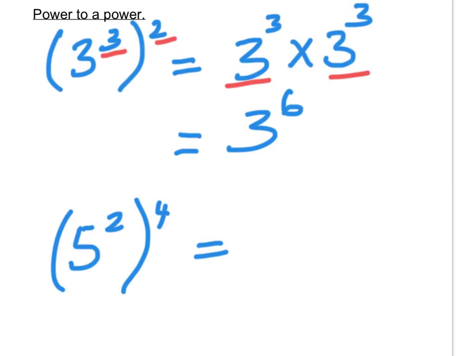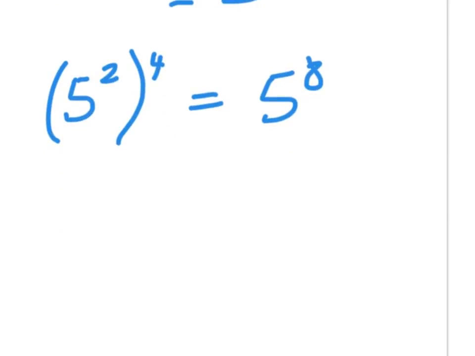You're going to have 5 by 5, which is 5 squared, 4 times. So how many 5s are you going to be multiplying in total? It's going to be 5 to the power of 8. And we look at y really quickly down here.